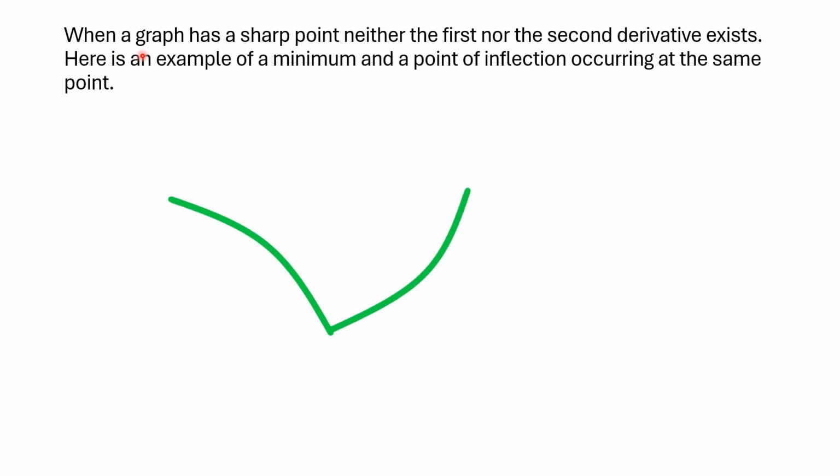Another case is when the graph has a sharp point. Neither the first nor the second derivative exist. Here's an example of a minimum at a point. Well, just because I have a relative minimum does not conclude anything about the concavity. Because here we have concave down, here we have concave up, and so here we have a point right here that's both a relative minimum and a point of inflection.